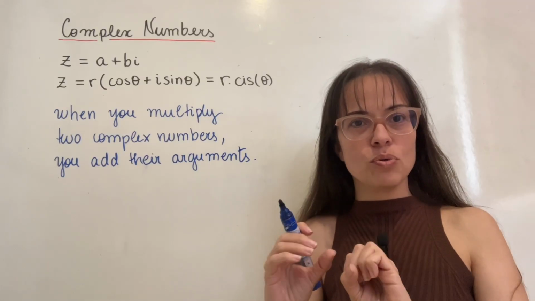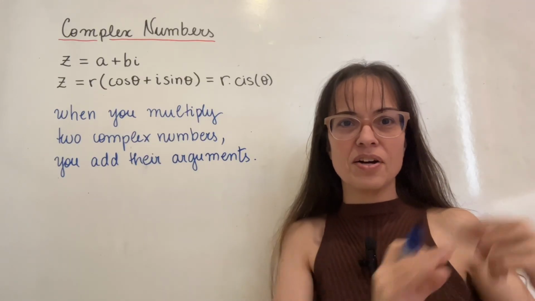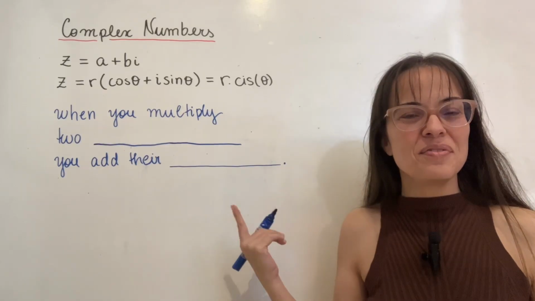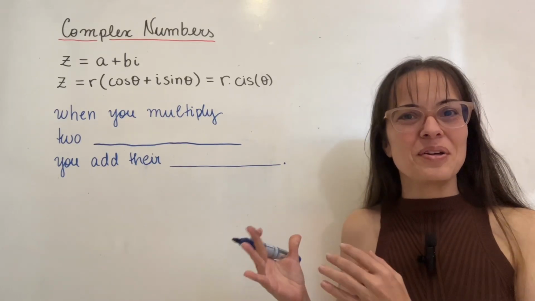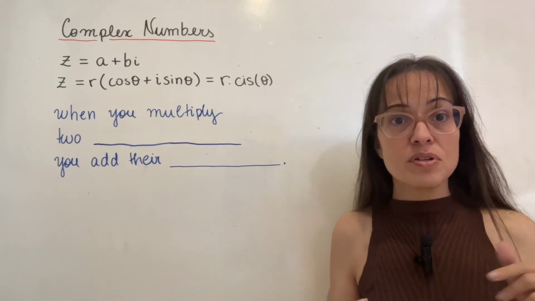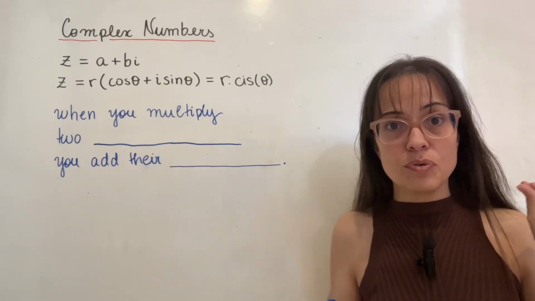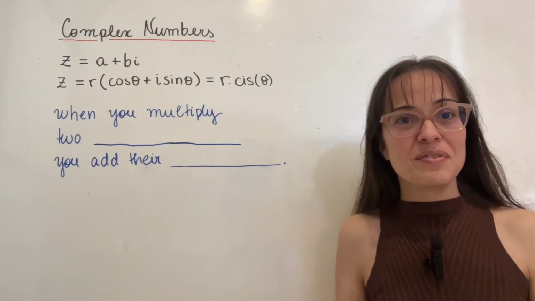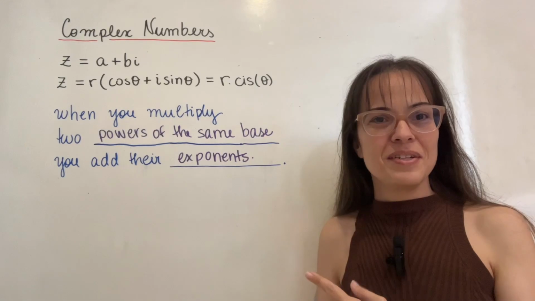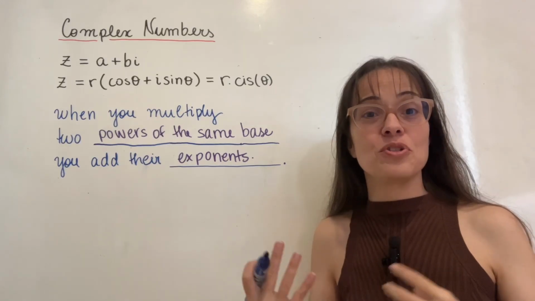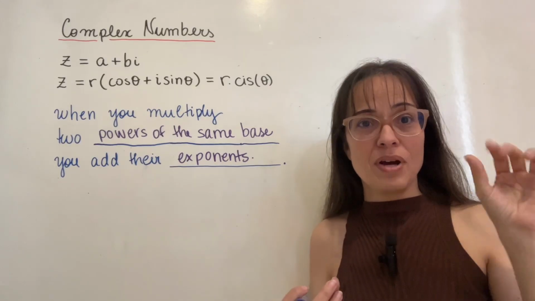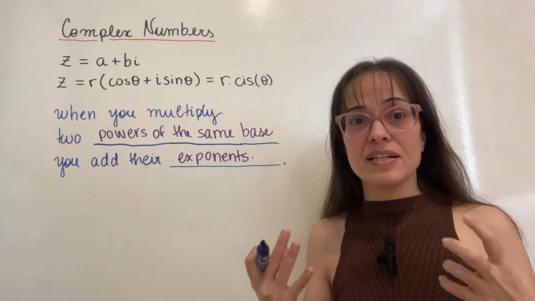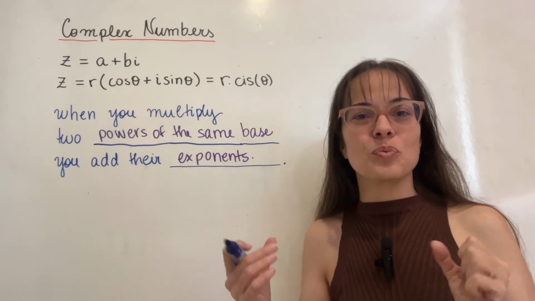When you multiply two things, what you have to do is add their things. How can you fill in these blanks here in a different way than what was just written before? Pause the video if you want to give this a try. See if you can remember where you've seen this before. And this is the answer. When you multiply two powers of the same base, you add their exponents. It is the exact same sentence, but with different words in there.